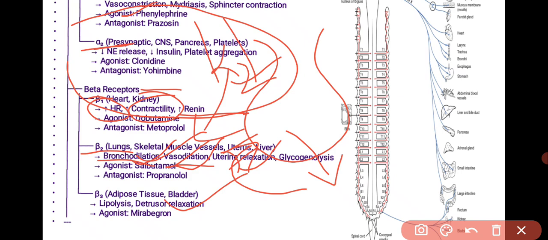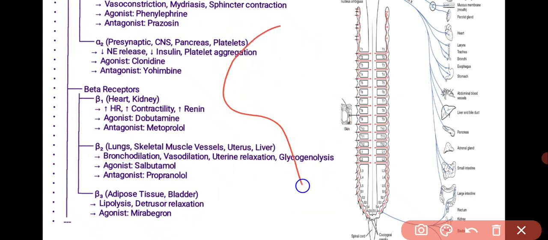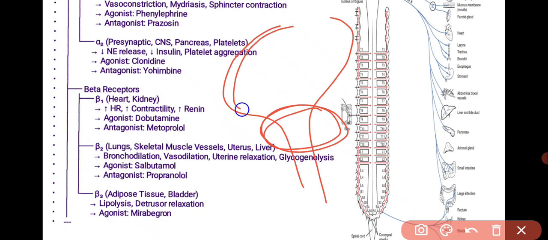And finally the beta 3 receptors, these are present on the detrusor muscles of the bladder, and also present on the adipose tissue. Detrusor muscles means, here these are the trigone muscle or sphincter muscle, and these muscles here are considered as the detrusor muscles.